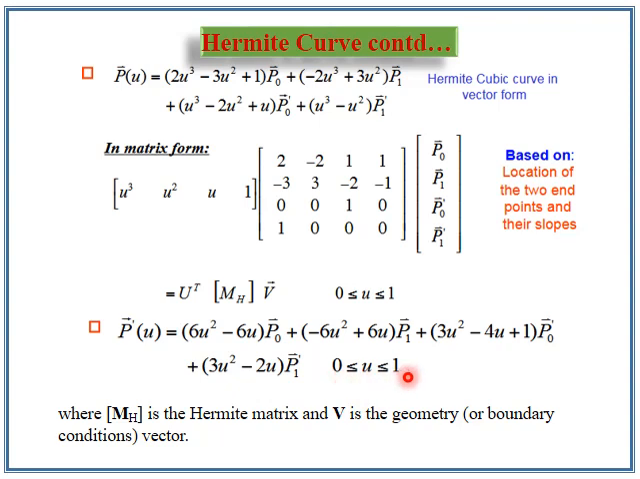to 1. Here M H is nothing but the Hermite matrix, and V is the geometry or boundary condition vector. Here the geometry or boundary condition is nothing but the differentiation and the substitution of the u value, which is nothing but the curve value. So this is one curve. In the previous slide we can see the curve from 0 to 1, there will be one curve. Similarly each curve can be identified through this type of equation.